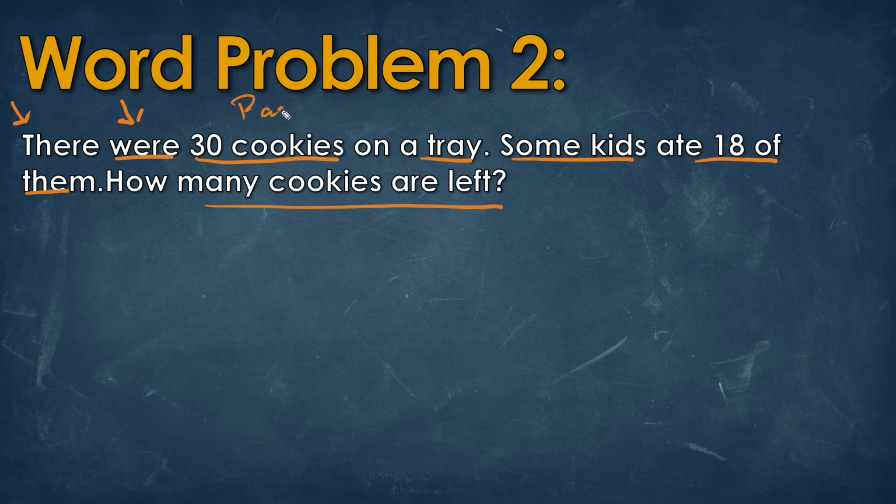Then for the next sentence, what we want to take a look at is we see that some kids ate 18 of them, meaning what was done next. And then we followed it up by saying how many cookies are left. What is the present amount of cookies that we see? So we know what was done in the past, right? There was originally 30 cookies. Then some kids ate them. Well, now the cookies are gone.